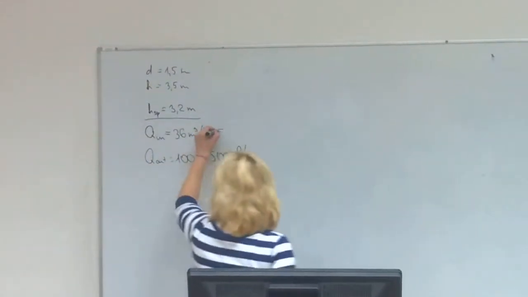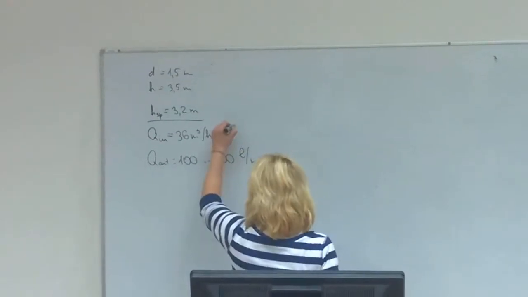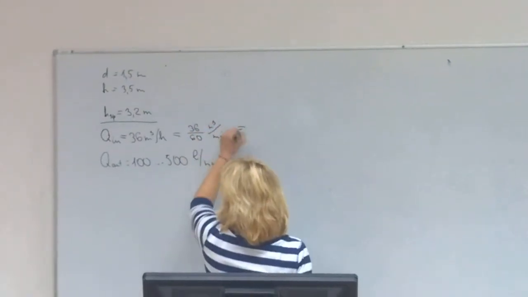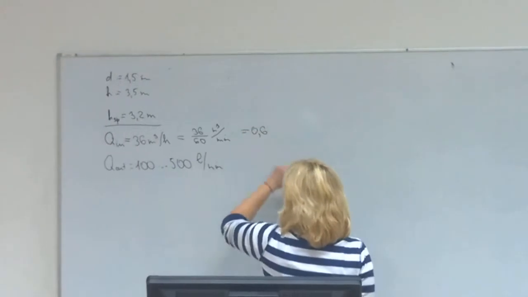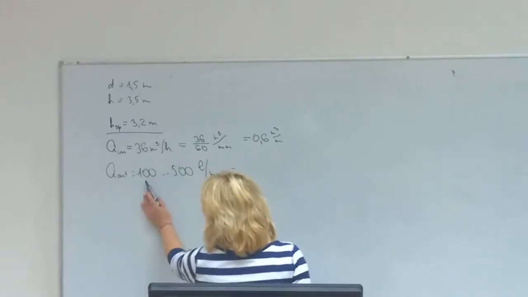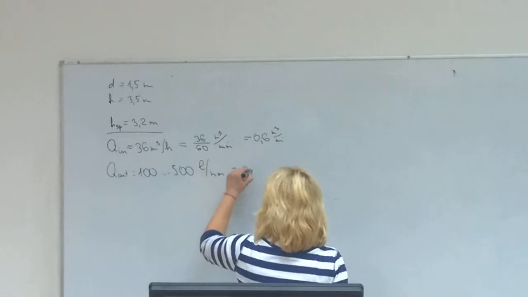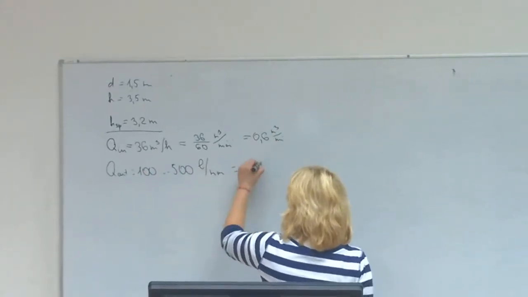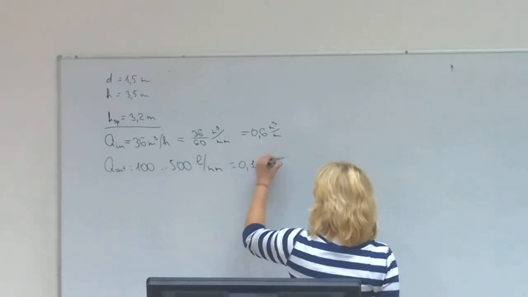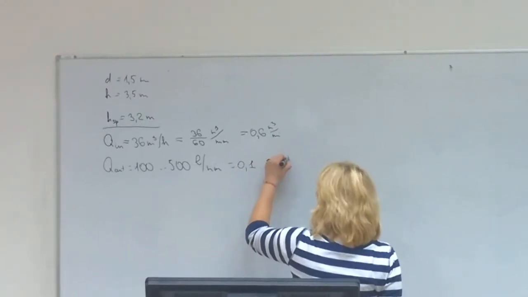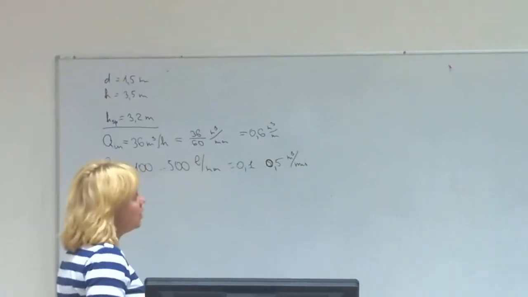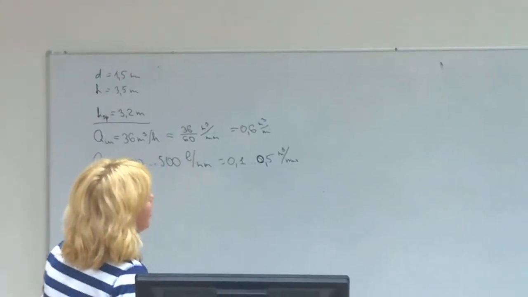That means that we should use the same units. 36 divided by 60 cubic meters per minute will be 0.6 cubic meters per minute. And here 100 liters per minute is 0.1, and 500 liters per minute is 0.5 cubic meters per minute. So we should always use the same units, otherwise you have trouble.